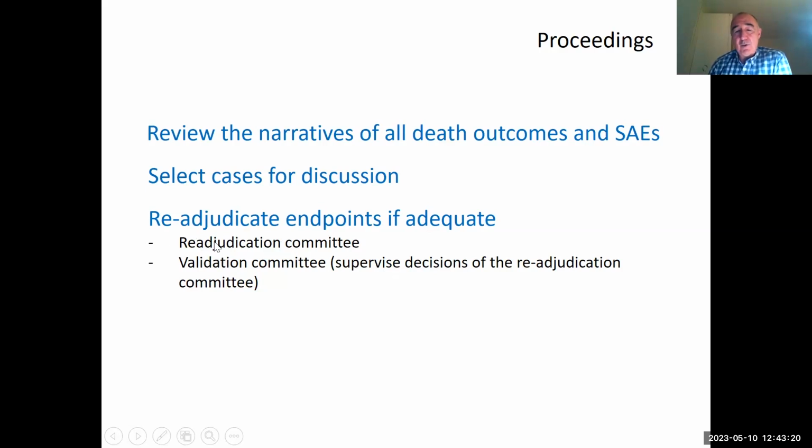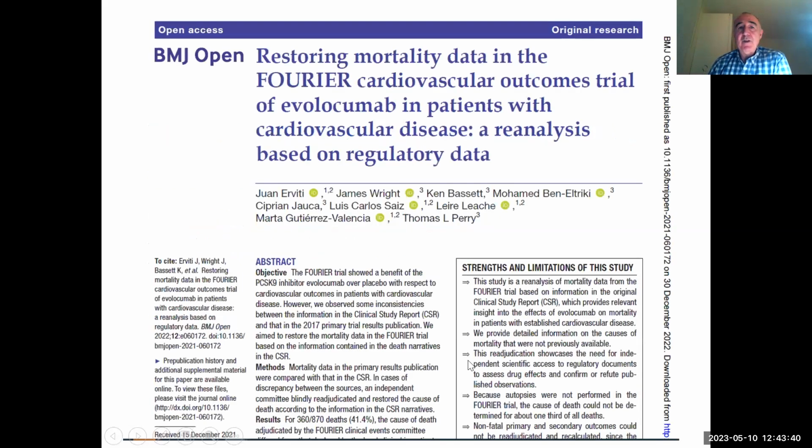That was our colleagues from UBC in Vancouver, from Therapeutics Initiative. And there was a validation committee in Spain, my colleagues, who supervised the decisions of the re-adjudication committee. And then we carried out the reanalysis. All this was recently published in the British Medical Journal Open.